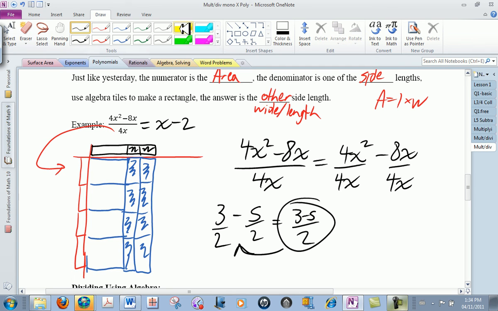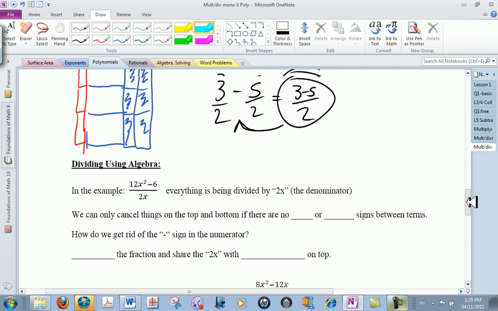And so you can see we have two separate divisions. 4 divided by 4, 8 divided by 4, and your letters as well. Right? The letters will be x squared divided by x, and x divided by x over there. Okay. So this is just explaining that here.